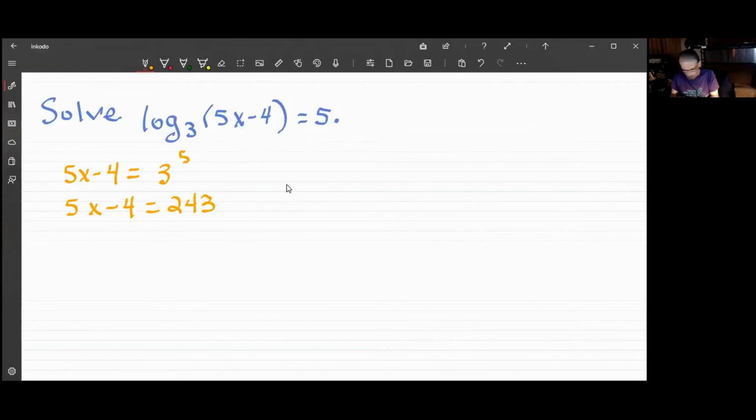And then add the 4 to both sides to get the x term alone. And finally divide by the 5. There's no reducing that can be done. If there were, do that. But you're expected to put in an exact answer.